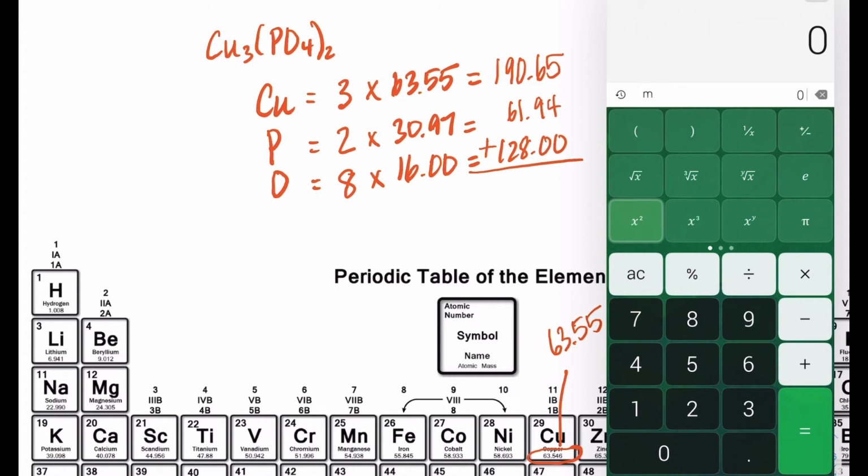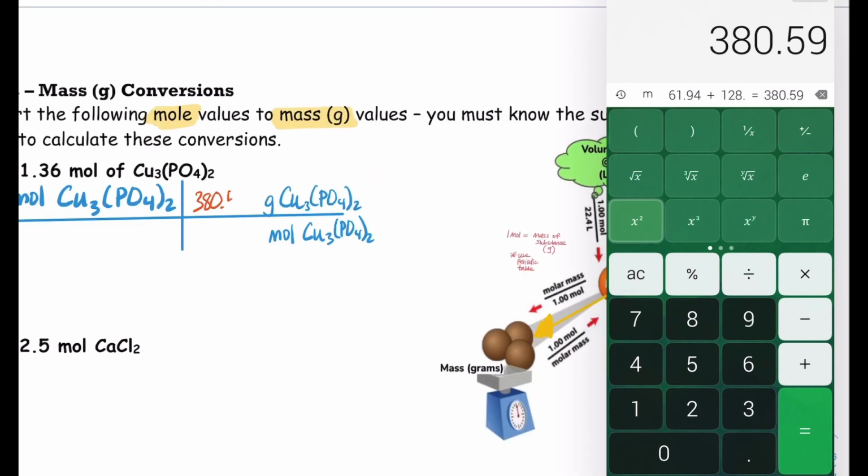To find the molar mass, we're going to add up the mass of the individual elements. 190.65 plus 61.94 plus 128. That comes out to 380.59 grams per mole. This is the molar mass of copper 2 phosphate. Let's plug that into our dimensional analysis table. 380.59 grams of copper 2 phosphate is the molar mass of that substance.